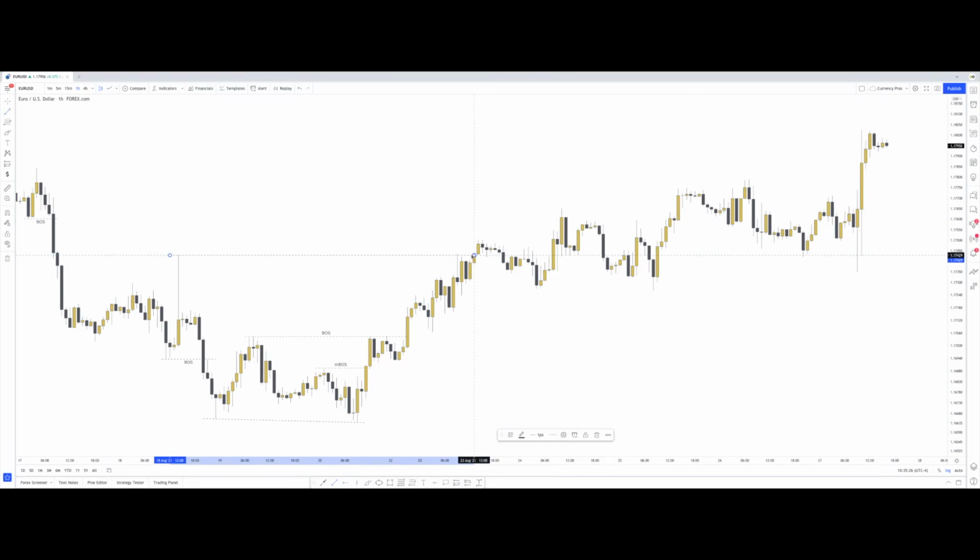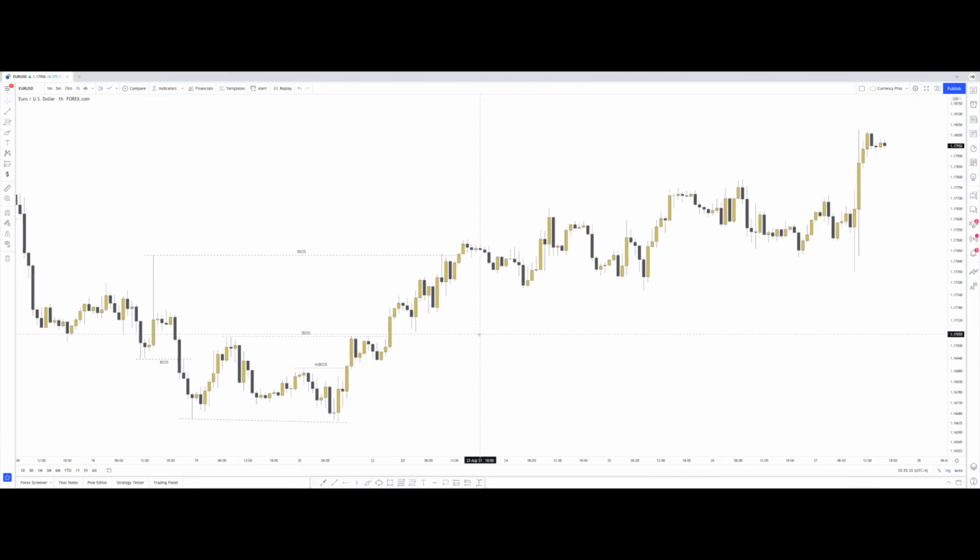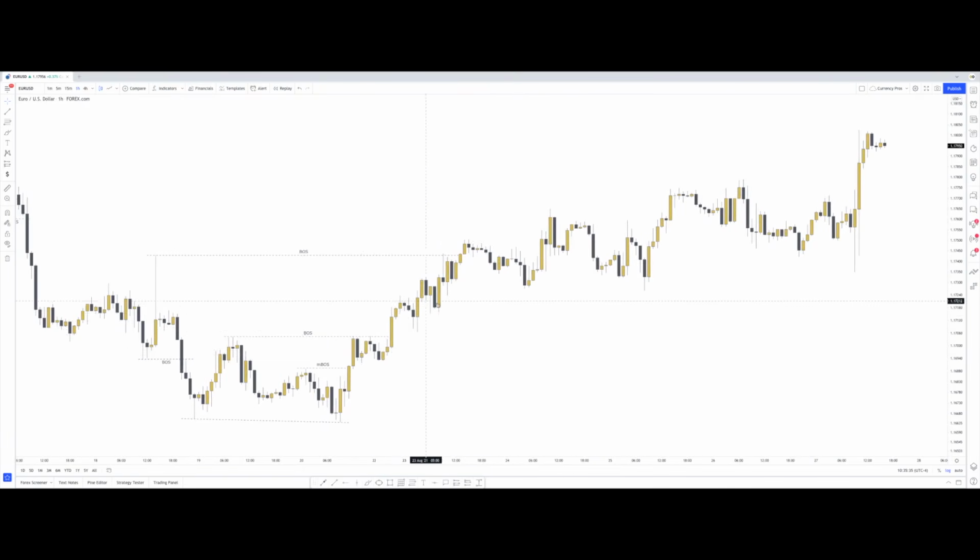And of course, that structure is broken right around here, right? So we're still looking for buys in this market. It's very strong bullish momentum. And of course, within this bullish leg here, we have other breaks of structure, right?